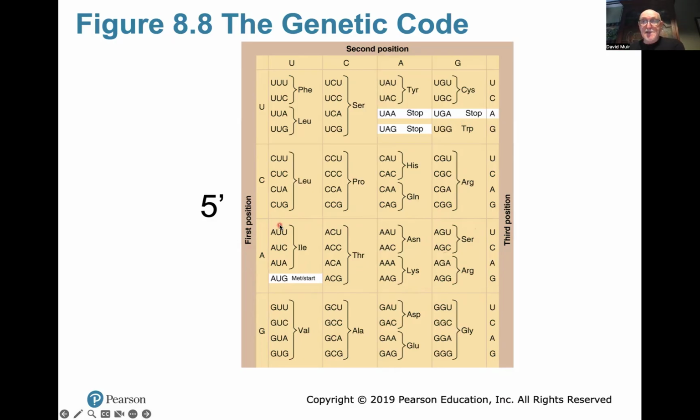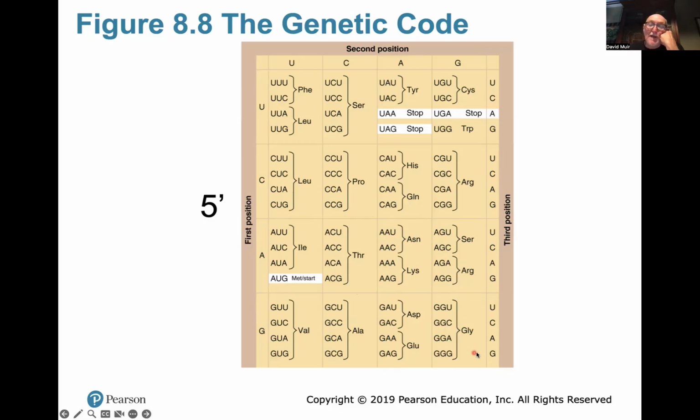Their second letter, if their second letter is also A, it'll be in this column here. So AA is going to be in this block here. And the third position is U, and here it is there, AAU. So that's just another way of you navigating your way through this complicated table.